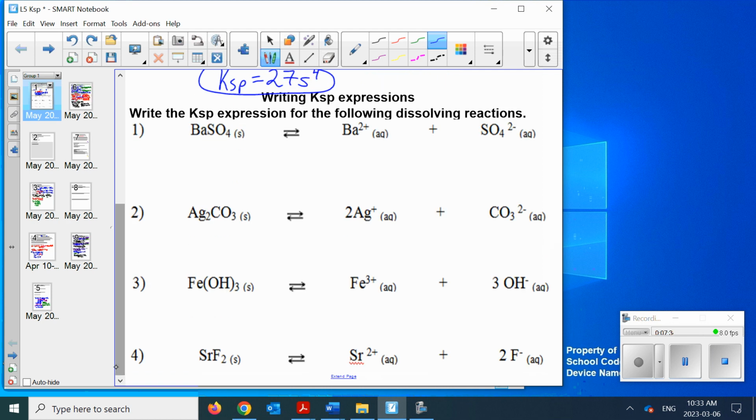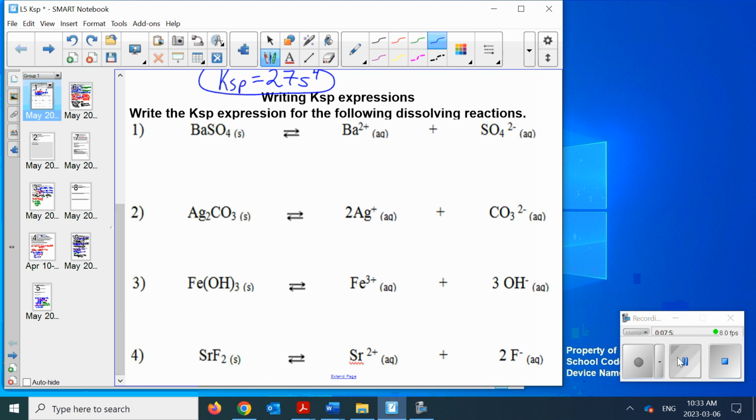I want you to come up with all four of these. This should be good. Okay? I'll give you guys a moment. I'll pause it. You can just skip straight into the answers if you wish.